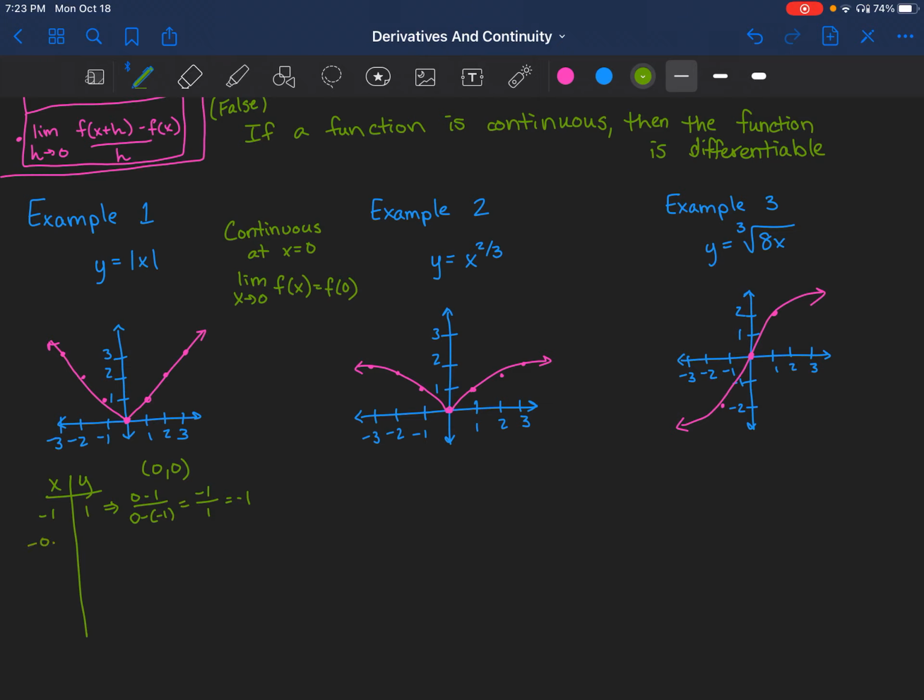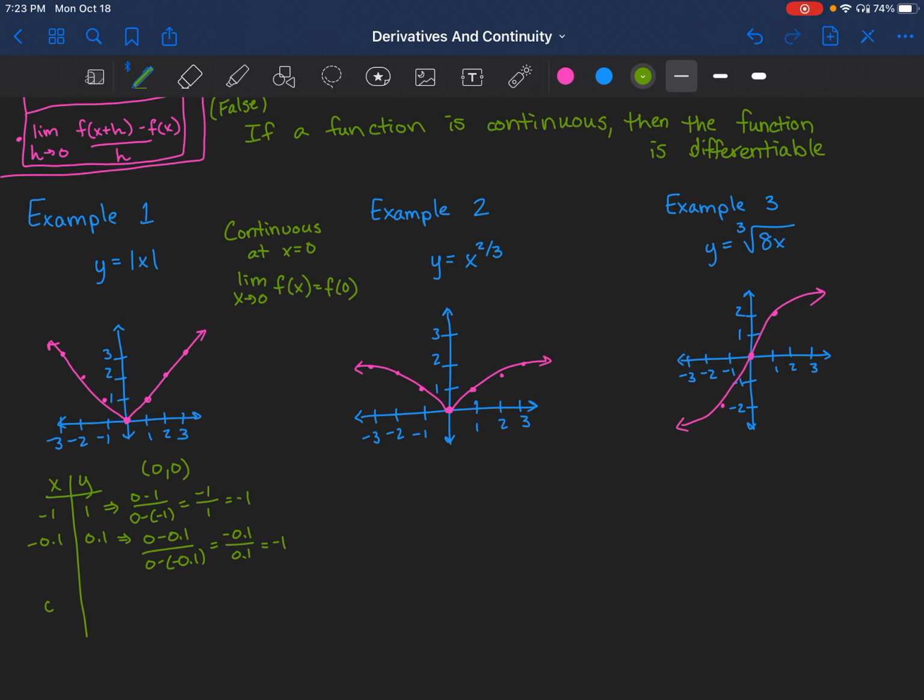Even if I picked a number that was really close to 0, like negative 0.1, we would get positive 0.1, and it would work out the same way. So 0 minus 0.1 over 0 minus negative 0.1. We would end up actually getting the exact same answer for all of these, which is kind of interesting about doing this absolute value function.